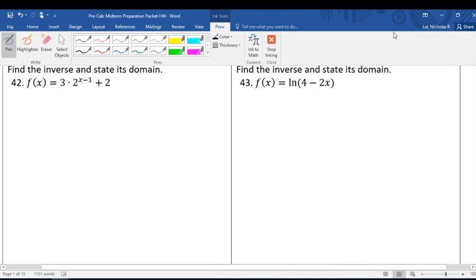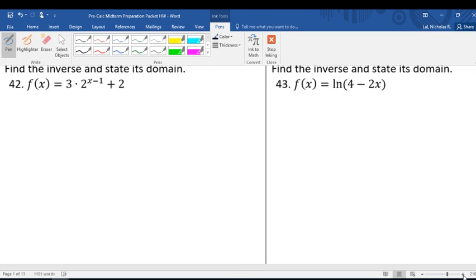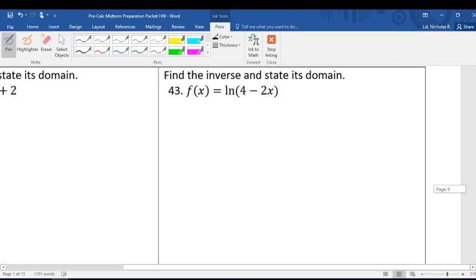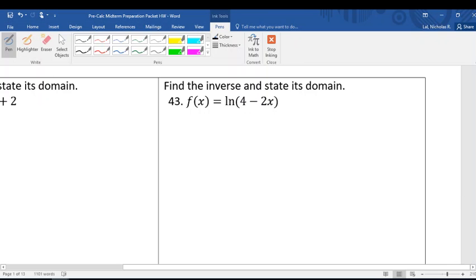Start recording. All right. For problem 43, we need to find the inverse of the function and state its domain. So with the inverse, we need to switch the x's and the y's. So here, our step one is to just replace f of x with y. Y is equal to the ln of 4 minus 2x.